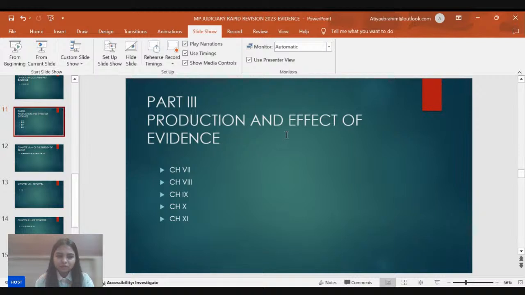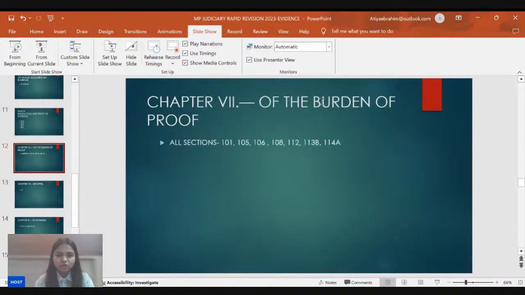Now come to part 3, which is the last part, and it has 5 chapters under its head: chapter 7, 8, 9, 10 and 11. So all the chapters left till chapter 11 come under part 3, which is production and effect of evidence. Now chapter 7 is a very important chapter. It is of burden of proof.